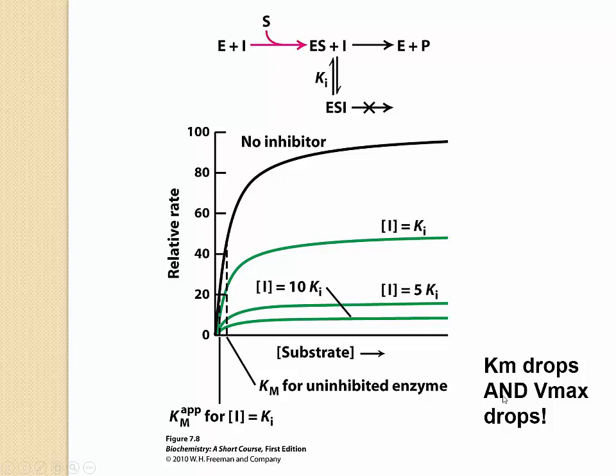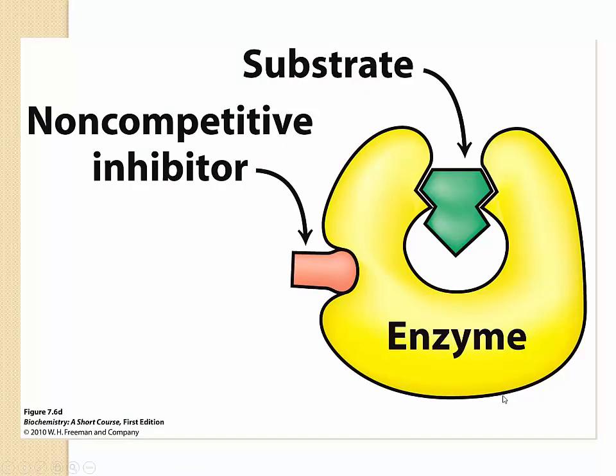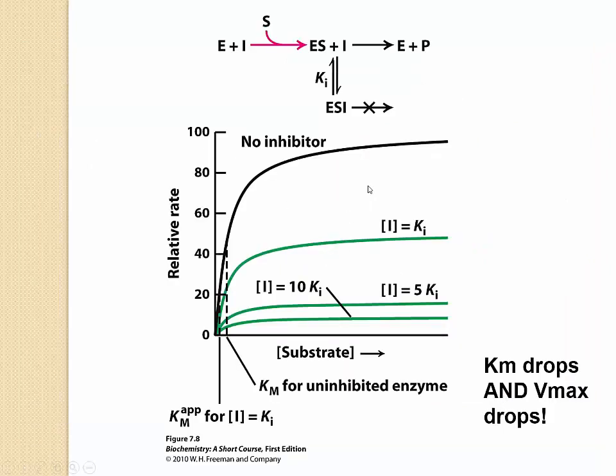So Km drops and Vmax drops, and it's easier to see with a Lineweaver-Burk, because if we think about it, we're going to have a change in the slope, and since we're dropping the Km, the x-intercept will move further away from 0. So you end up with a very different looking graph, something more akin to parallel lines, as you will see.